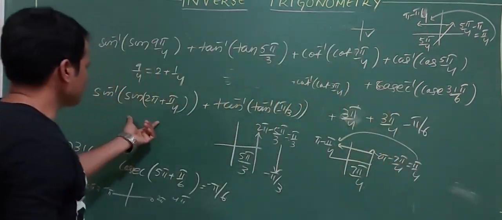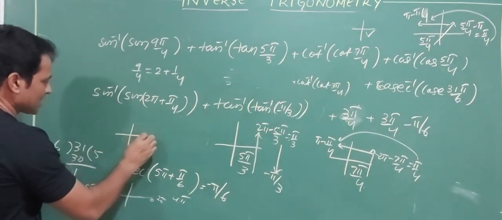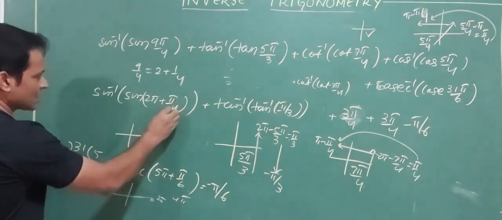And what does it give me? This gives me 2 pi plus pi by 4. One rotation I have taken. Pi by 4 is in the first quadrant. I am getting the value.